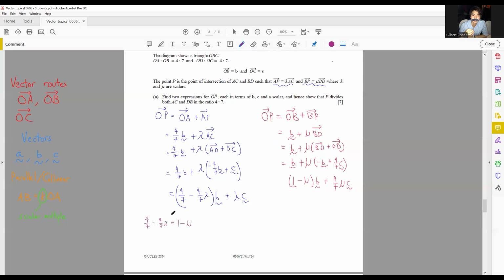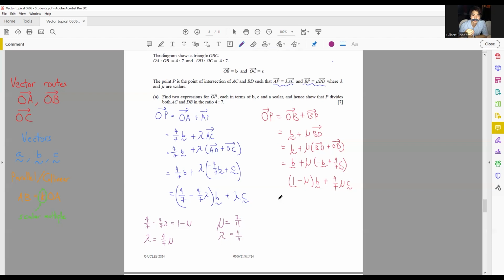From here, we can't really do much with the simplification, but if we look at the next one, λ of C is equal to 4 over 7 μ of C. Then, as you can see here, you will be able to get a simultaneous equation. Since this is AddMaths, you don't really need working to solve simultaneous equations. All you have to do is represent the equations like so, then type everything into your calculator. You will get that μ is equal to 7 over 11 and λ is equal to 4 over 11. Okay, this part you can just type into the calculator.